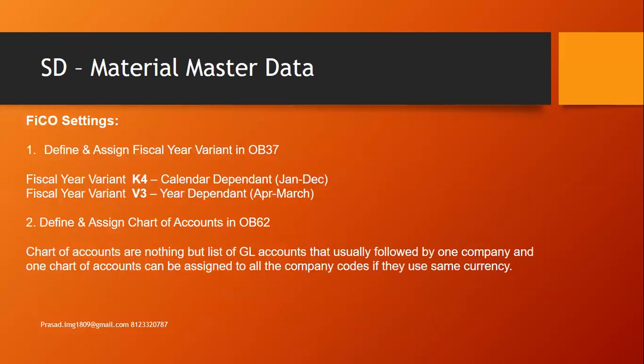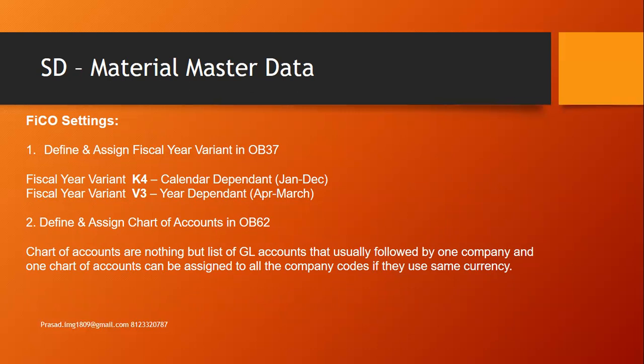In material master data creation, we have a few settings required from the FICO consultant. In real time, all these settings will be done by the FICO consultant, so we do not need to do them in the real-time system where you work, whereas in our standalone system, we have to perform all these activities. So with the FICO settings, we have to define and assign the fiscal year variant in the transaction OB37.